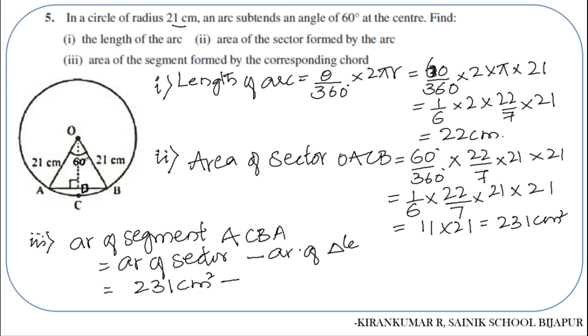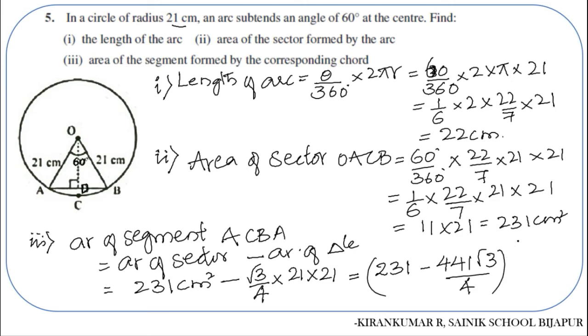equilateral triangle. The reason is, if you consider perpendicular OD, the angle formed here is 90 degree. So 90 degree, 30 degree, this will be 60. Same way this will be 60. We get equilateral triangle. Area of equilateral triangle is 3 by 4 into side square. Here the side is 21. So 21 into 21. And for the simplification, I'll just mention this as 231 minus 441 root 3 upon 4 centimeter square.